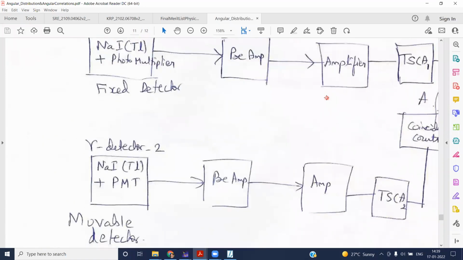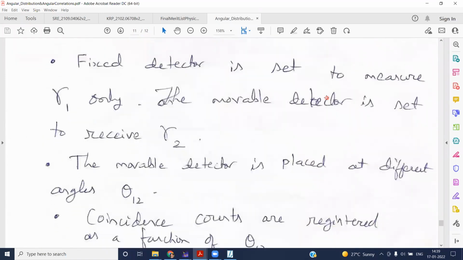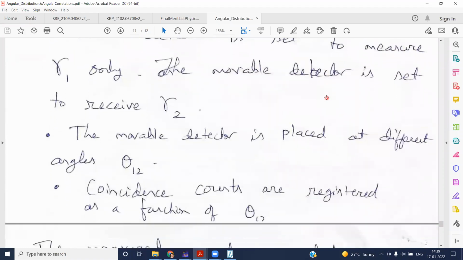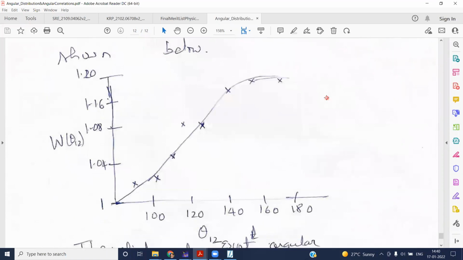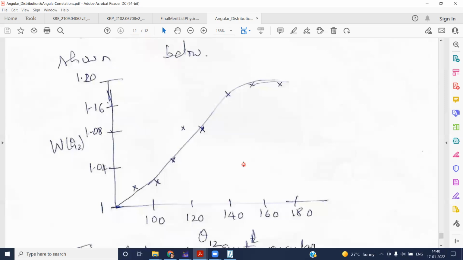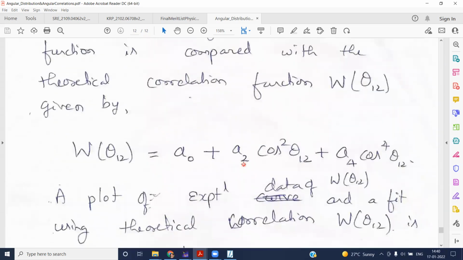Having calculated the theoretical correlation function, I will now say, fine, I have coincidence counts and I counted values. This is the number of gamma 2 rays which are detected at different theta 12 values. Angles are 100, 120, 140, etc. You plot it and fit it with the theoretical value. You will determine what A0, A2, and A4 are.